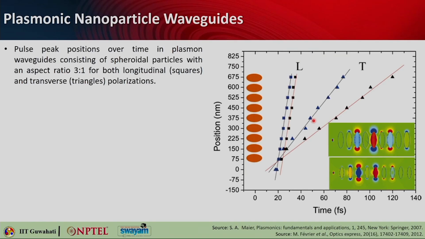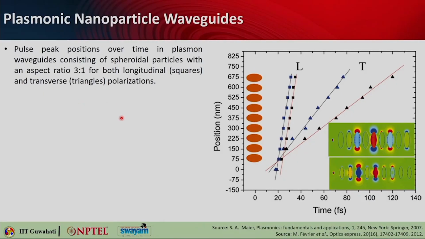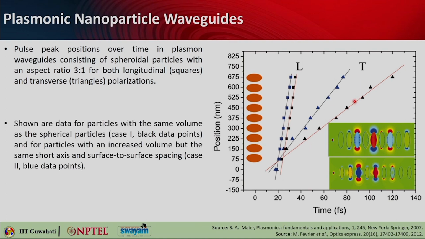Okay. And when you change the shape of the particles from spherical to ellipsoid, there are also changes in the transverse and the longitudinal modes that are propagating along these waveguides. Okay. So, these are the pulse peak positions over time in plasmonic waveguides consisting of spheroidal particles like this one. Here the aspect ratio of the particle is taken as 3:1. We are showing the longitudinal as squares and transverse as the triangles, and we are comparing this with the spherical particles.